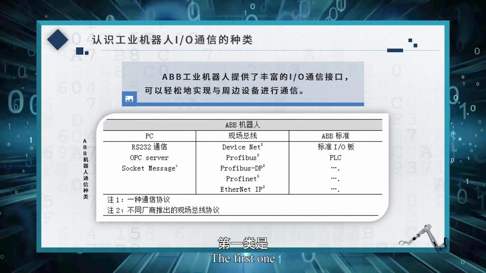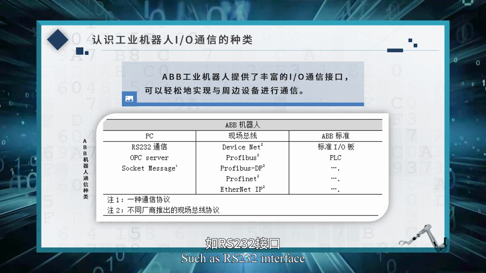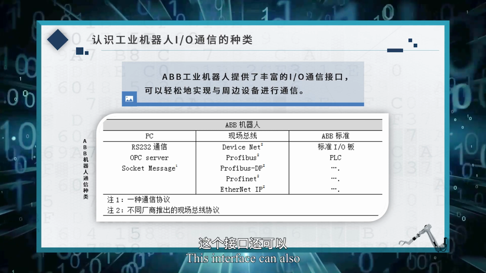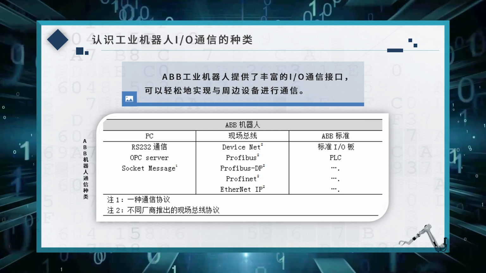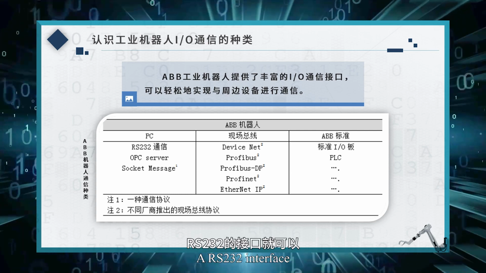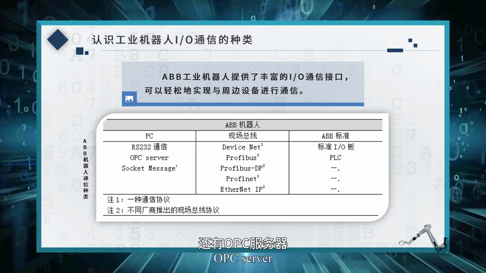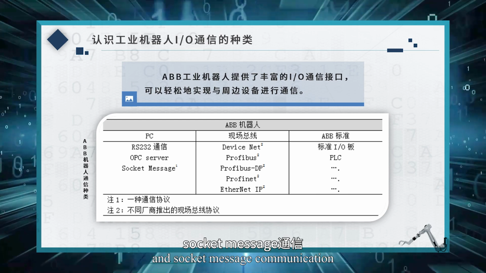The first one is the communication between the robot and computer, such as the RS-232 interface. This interface can also connect with bar decoders and visual systems, as long as there is an RS-232 interface, an OPC server, and socket message communication.